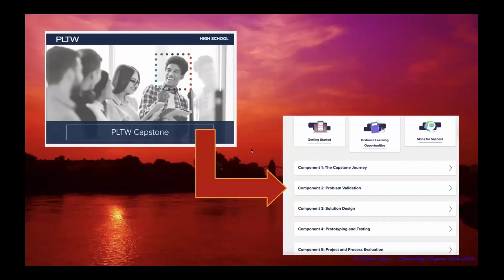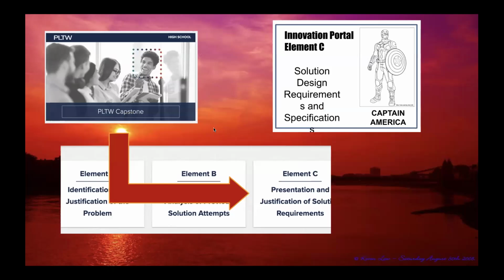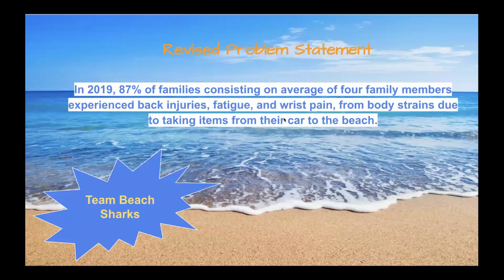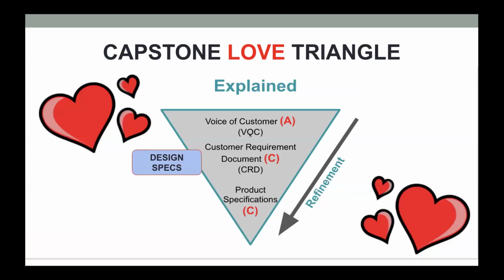And here we are, we're in component two, we're now getting into element C. So they're putting the sticker inside the journal. But we're taking a look at our problem statements. So, after doing some research, in 2019, we found that 87% of families, consisting on the average of 4 family members, experience back injuries, fatigue, wrist pain from body strains due to taking items from their car to the beach. So I now have a refined problem statement, and I'll probably continue to refine that one more time.